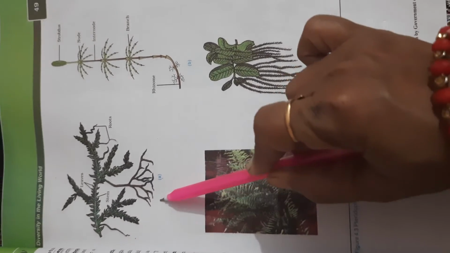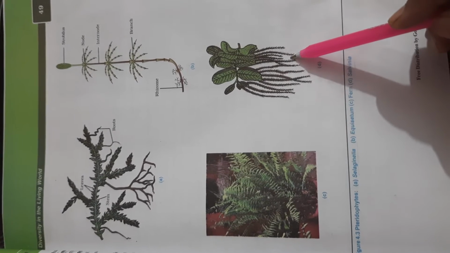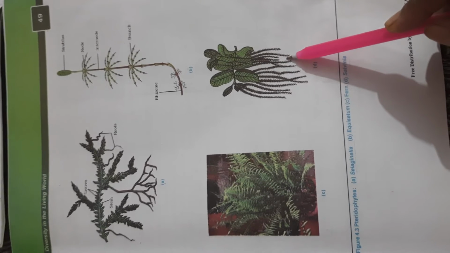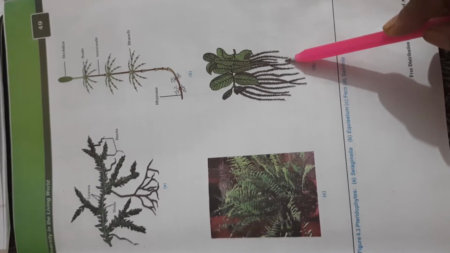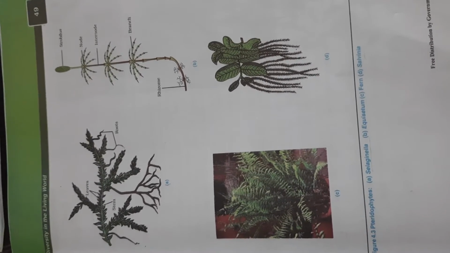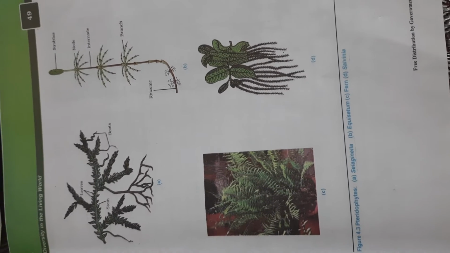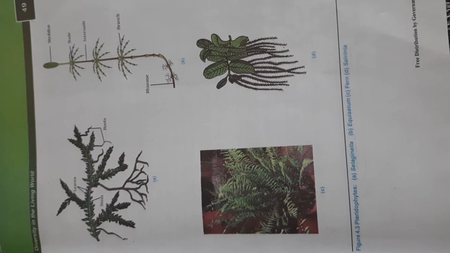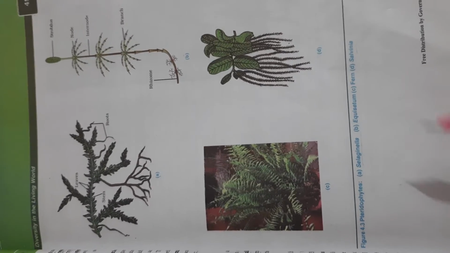This is Selaginella, and this is called Equisetum. And we have the fern plant, and we have Salvinia. These are the different examples of pteridophytes. And these pteridophytes are seen everywhere. They can be seen in cool places, damp places, shady places, and even in many sandy soil conditions. And the main thing to be remembered here is that the sporophytes bear sporangia, which produce spores.